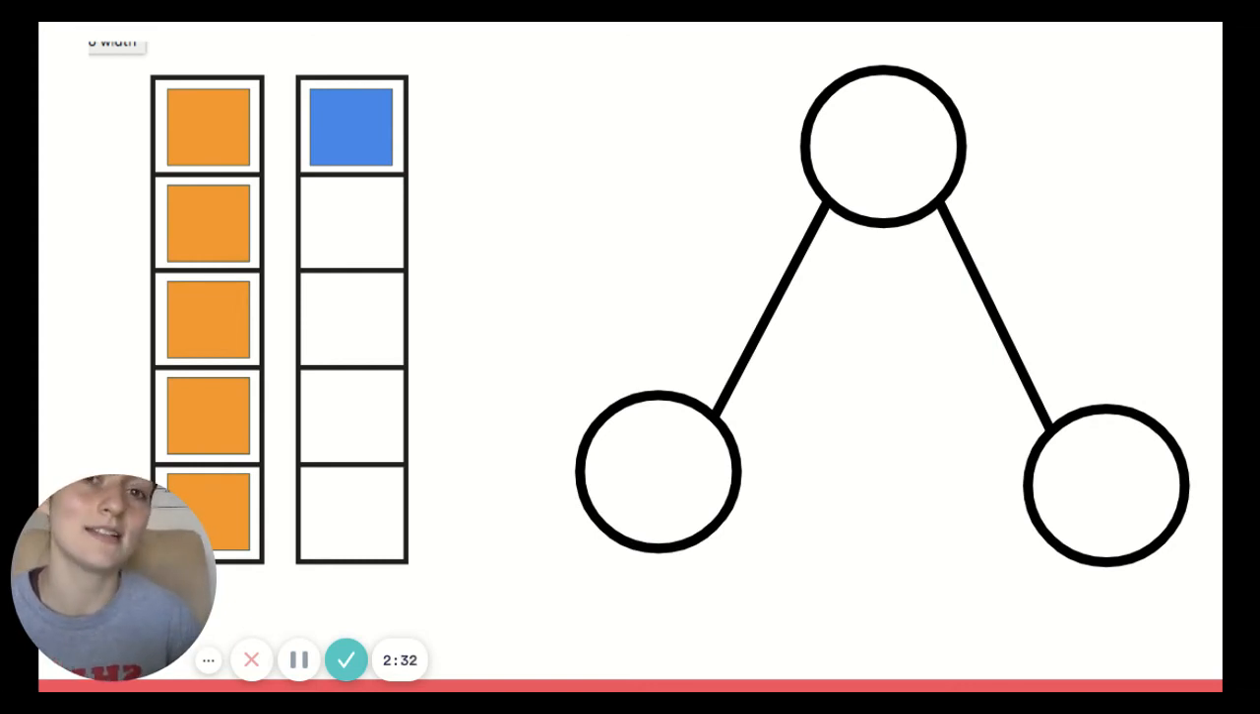If you want to pause the video right now and do it on your own, that would be awesome. But otherwise, I'll show you. So, what do we know? We know that we had 5 to start with. We had 5 orange cubes. We counted it out, we put it in our 5 frame, and we saw that it filled up all 5 boxes. So we know we have 5 orange. And we also know I have 1 blue.